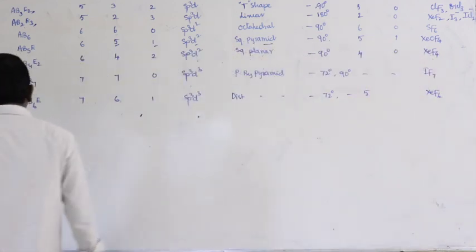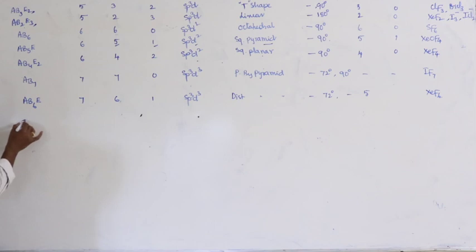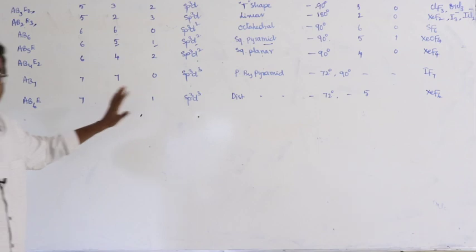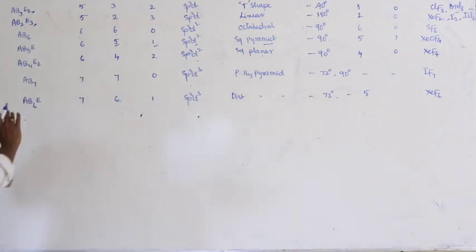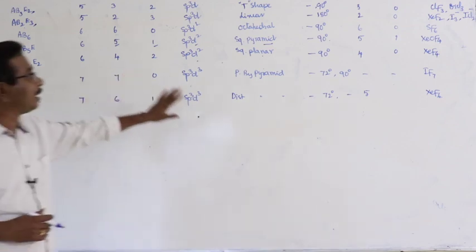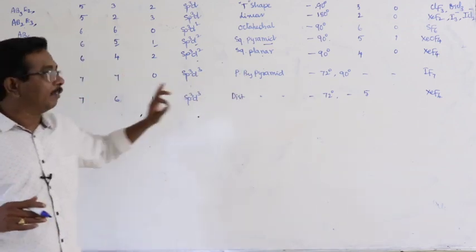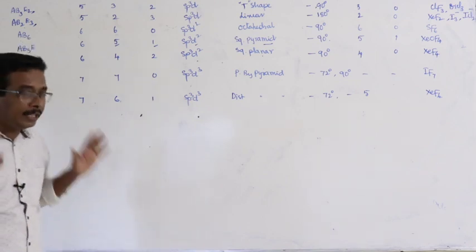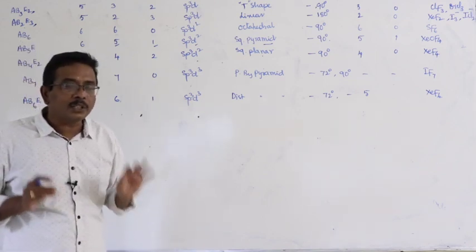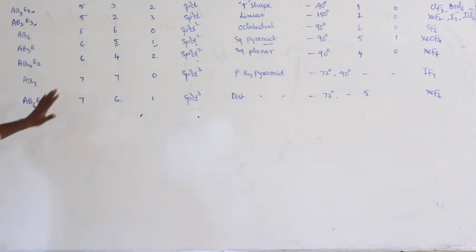This is about the AB6E condition, or the examples given in VSEPR theory and also the concept of hybridization. Here the electron pairs, lone pairs, bond pairs, hybridization, shapes and bond angles are very, very important. In any objective examination, at least one question will be given from this particular data.